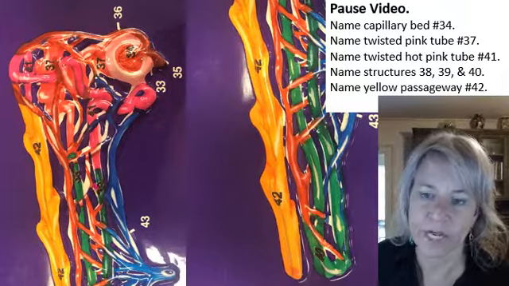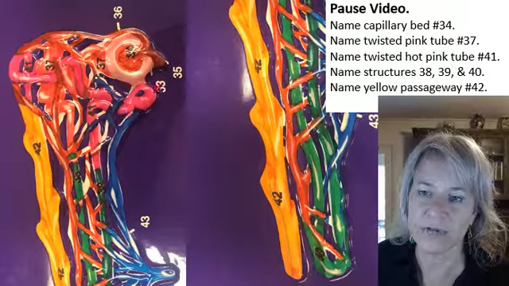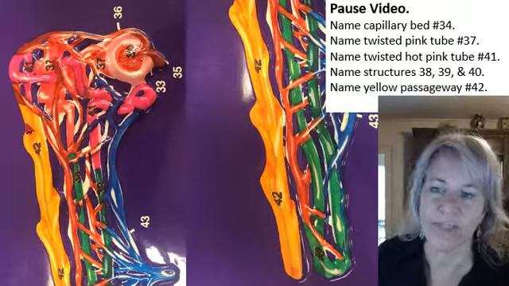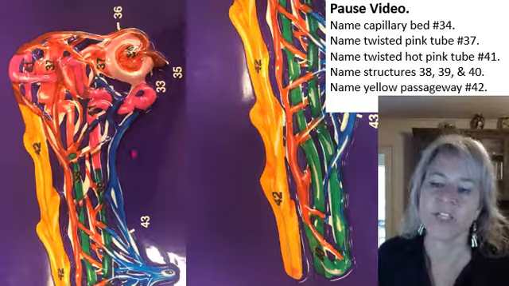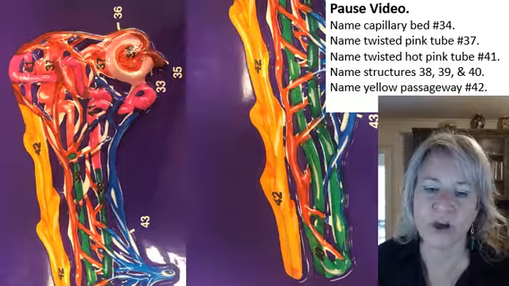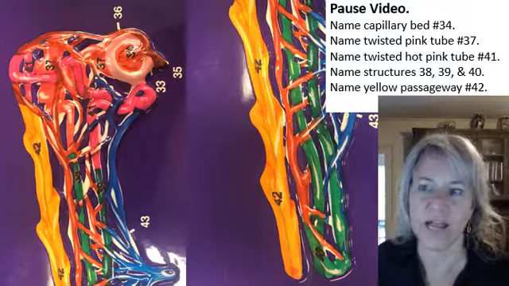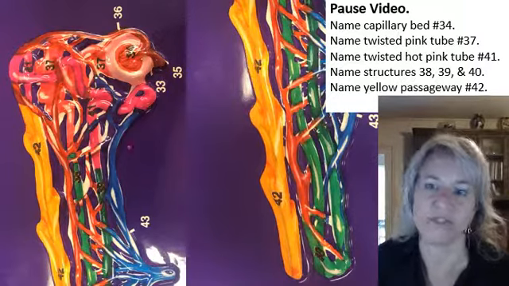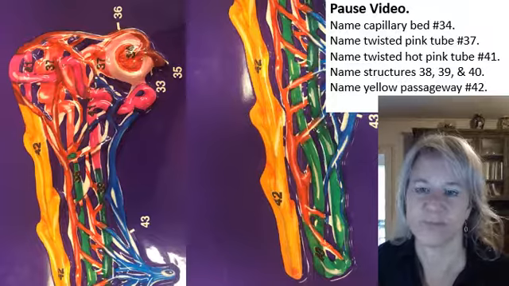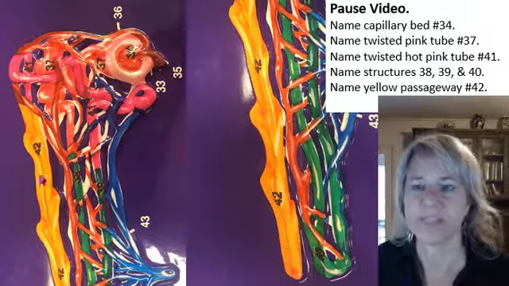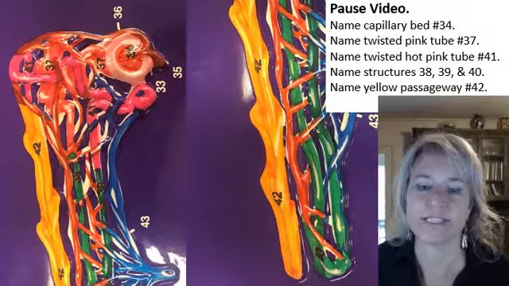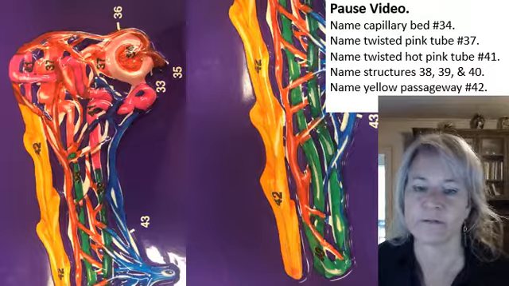And then, so 39 comes up here, and then you have a hot pink twisted tubule, and then the yellow passageway. So we draw it like that, but this is more like how it really is, all twisted up. And what's this whole thing? What is this whole thing? That is going to be nephron. Okay, so that's the urinary system.